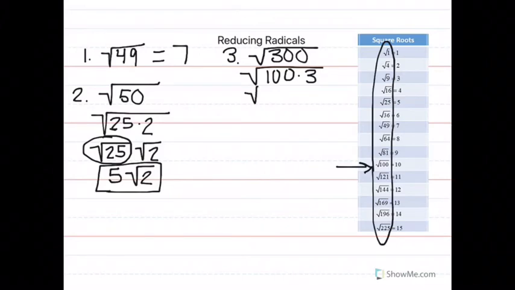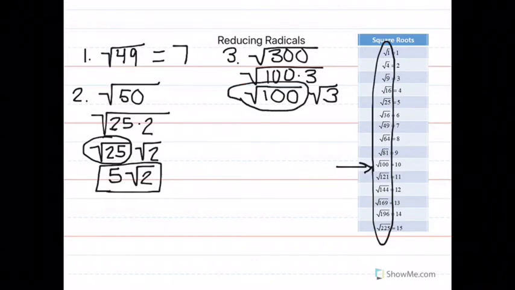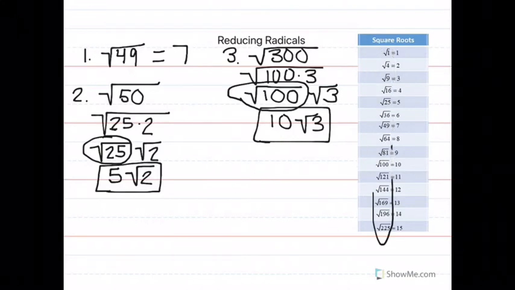Then remember, I'm allowed to separate it: the square root of 100 times square root 3. Take the square root of that first radical. The square root of 100 is 10. And then bring down that radical 3. That's my final answer, 10 radical 3. If you notice, for all of these answers, you're going to have one number that's outside of the square root and one number that's still inside the square root. Let's look at one more example. This one's going to have a little bit of a twist.